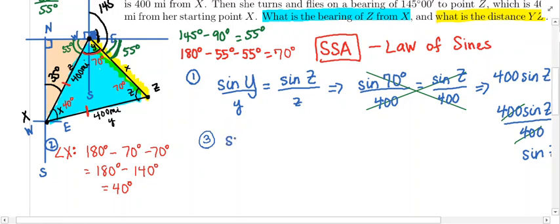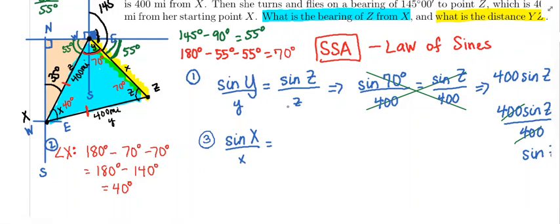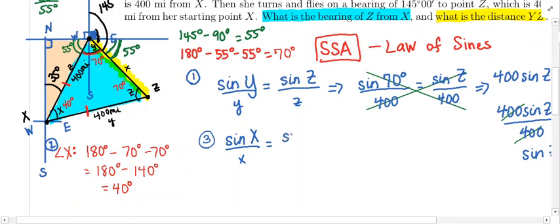Okay, so I'm going to say the sine of X over X is equal to what's going to go on the right. Well, it doesn't matter. You can put sine Y over Y, or you can put sine Z over Z because you know all the information about Y and you know all the information about Z. It doesn't matter. Just pick one. Okay, I'll use Y. So sine of Y over Y.